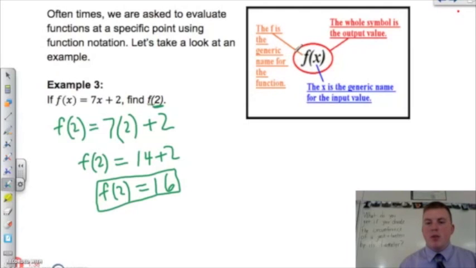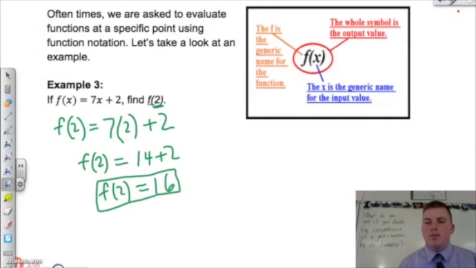This f of x, remember, is just a generic name for the function. This could be f of x, it could be g of x, it could be h of x, it could be really any letter here. We use different letters so that we can tell them apart if we have more than one of them. Alright, the x is the generic name for the input value. That's why we were asked to plug in 2, so we put in the input value. And the whole symbol is the output value, or our y. Remember, this used to be where we would have put y.